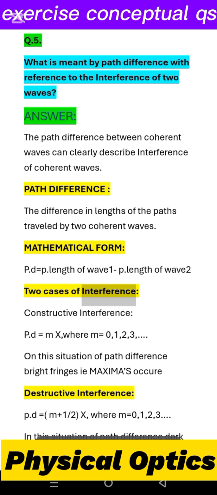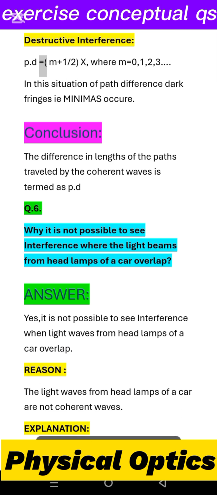Two cases of interference. Constructive interference. P.D equals mλ, where m equals 0, 1, 2, 3. In this situation of path difference, bright fringes, i.e. maxima, occur. Destructive interference. P.D equals (m plus 1/2)λ, where m equals 0, 1, 2, 3. In this situation of path difference, dark fringes, i.e. minima, occur. Conclusion. The difference in lengths of the paths traveled by the coherent waves is termed as P.D.